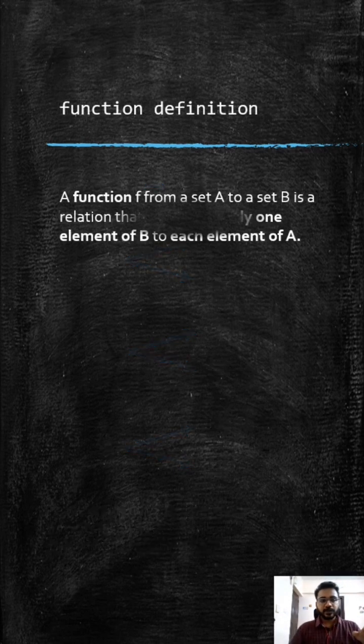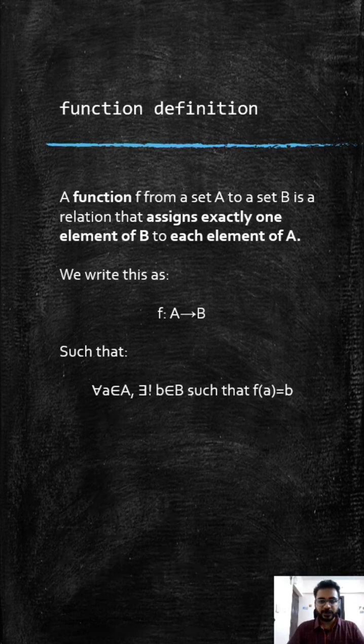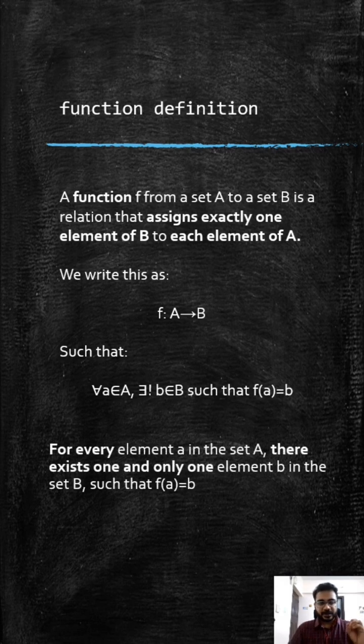So to summarize, the formal definition of a function: a function f from set A to B is a relation that assigns exactly one element of B to each element of A, which can be written as: a function f from A to B is such that for every element a in set A, there exists one and only one element b in set B such that f of a equals b.